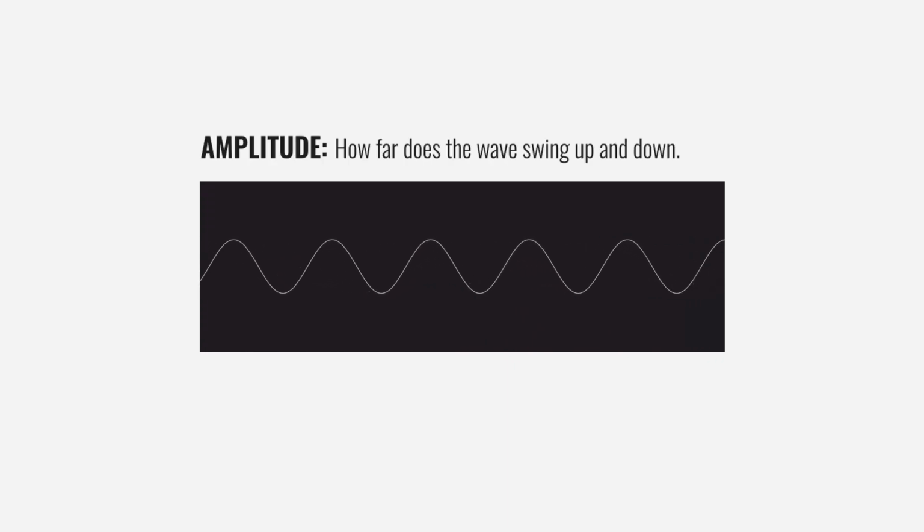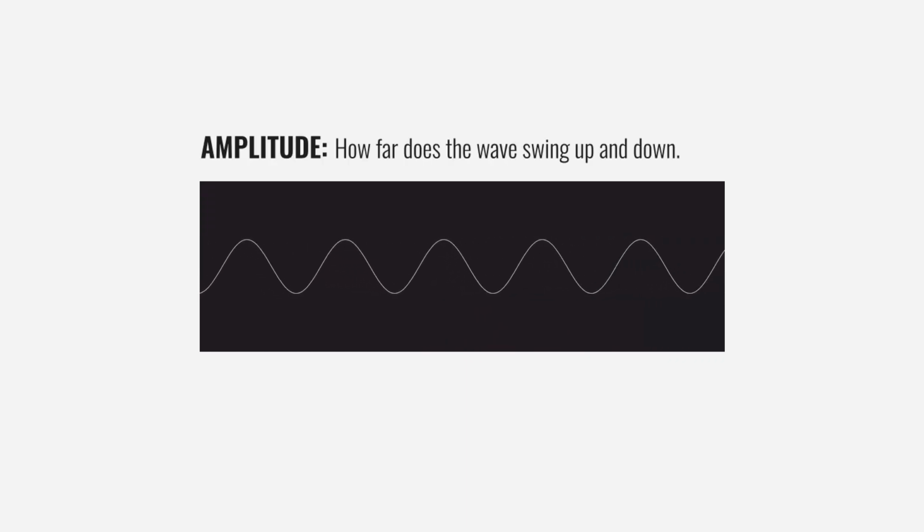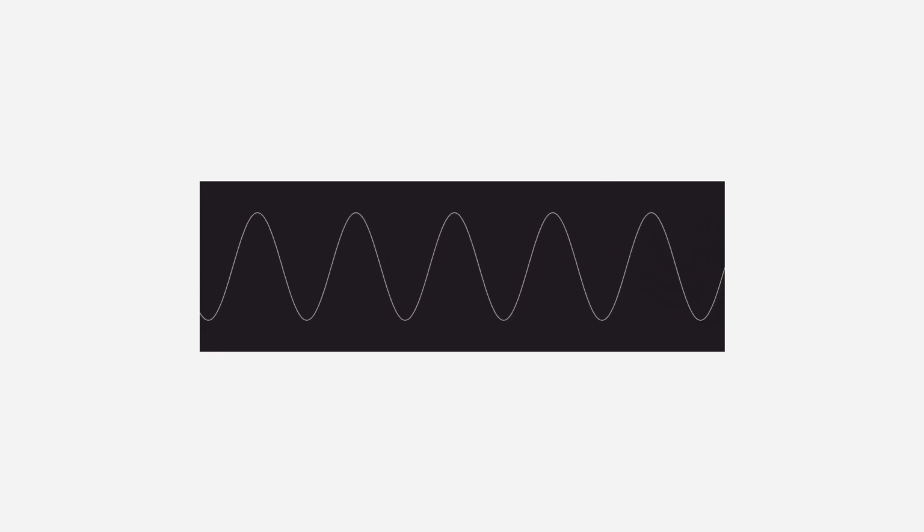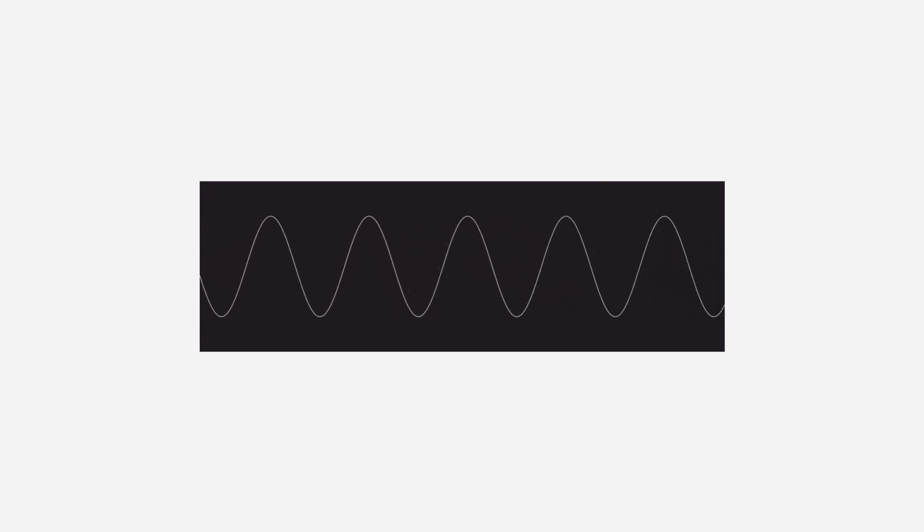The wave's amplitude describes how far the waveform swings up and down. The higher the amplitude, the bigger the swings and the louder the sound. If you lower the amplitude, the quieter it gets.